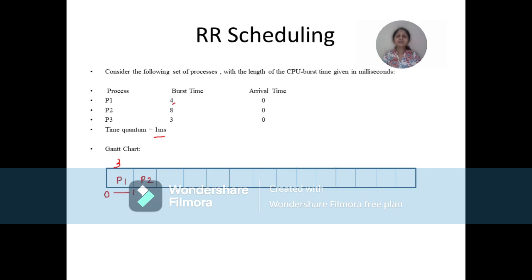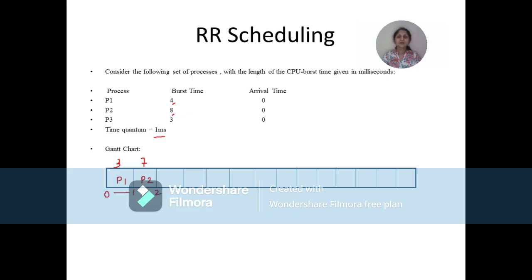Now since P2 has come inside the CPU, after 1 millisecond, P2 also has to be sent out. So P2 came at time 1 and till time 2 it got executed. What was the burst time of P2? 8. So out of 8, 1 unit is executed. So what is the remaining time? 7. I am writing it at the top of the Gantt chart so that I remember the remaining time of each and every process. It is not at all compulsory to write the remaining time at the top of the Gantt chart. This is what matters.